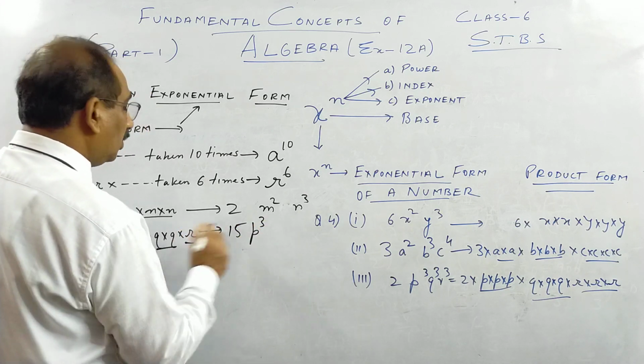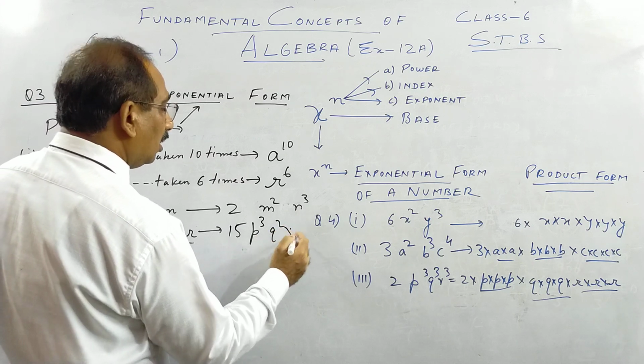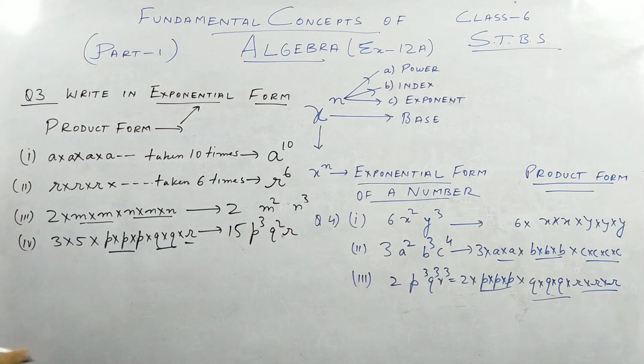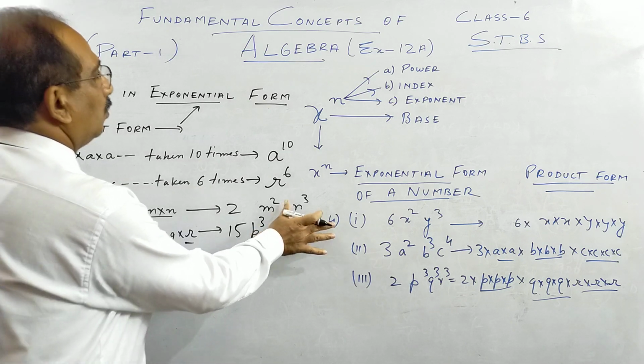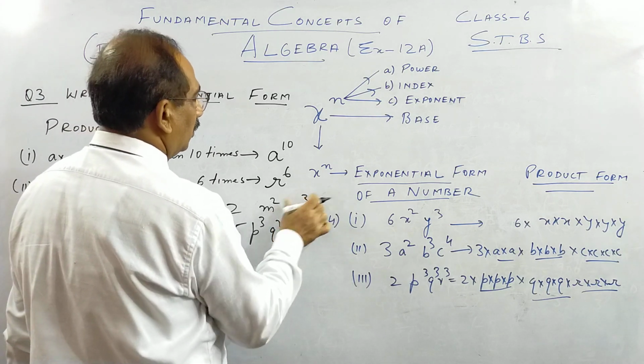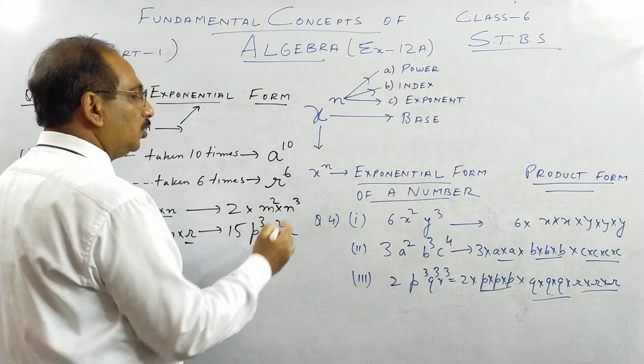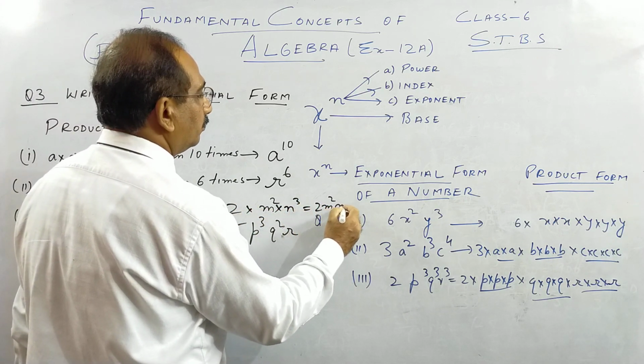p cube, q square into r, just simply write r. You can give the multiplication sign or you may not give it. So we get first one a to the power 10, r to the power 6, m square, n cube, then 15, p cube, q square into r. You can write multiplication in between also, or you may not write it.